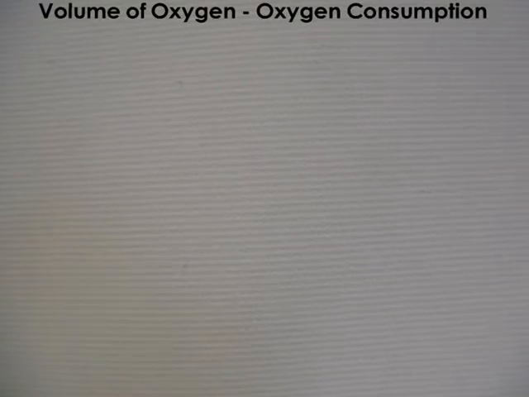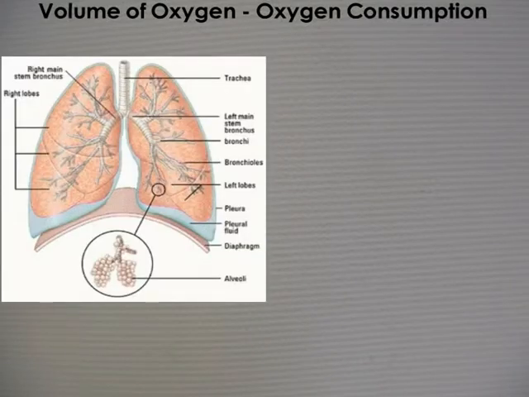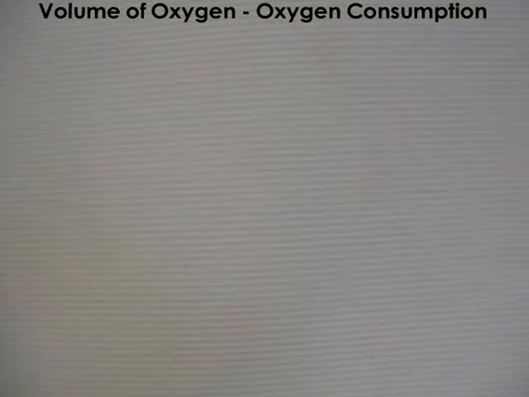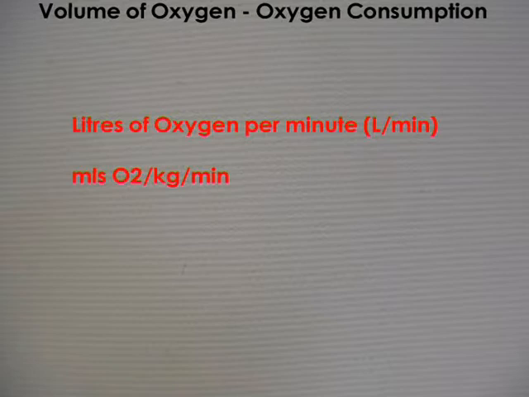Oxygen consumption is the amount of oxygen taken up and utilised by the body. The oxygen taken into the body at the lungs is used for the production of ATP in the mitochondria of our cells. Because most of the energy in the body is produced aerobically, volume of oxygen can be used indirectly to determine how much energy a subject is expending. Volume of oxygen can be reported in absolute terms in litres of oxygen per minute or relative to body mass in millilitres of oxygen per kilogram of body mass per minute.